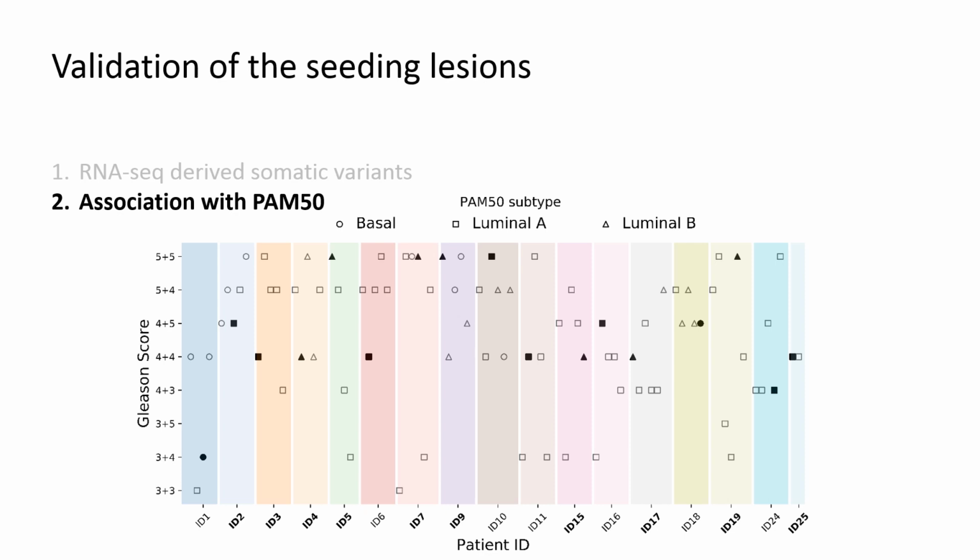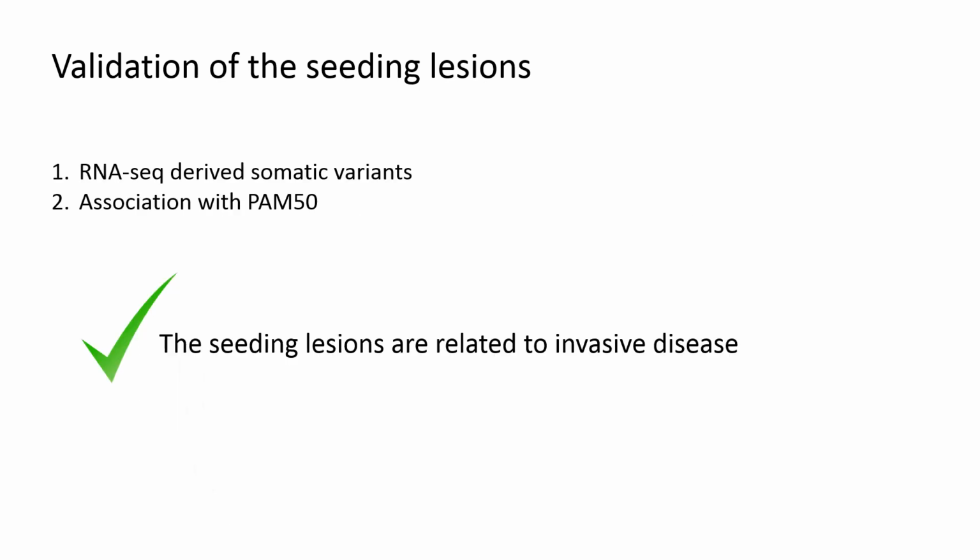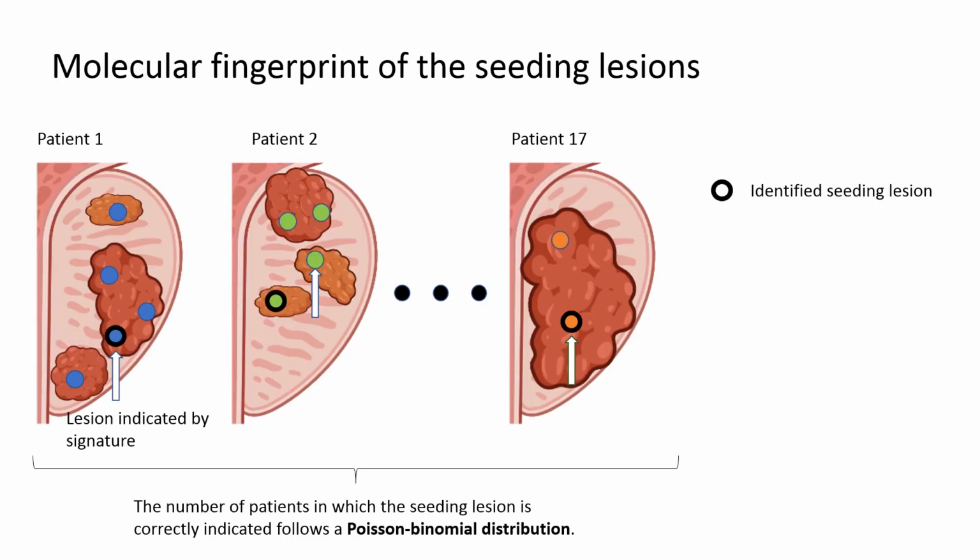What is striking on the other hand is that there is a poor correspondence with the Gleason score assigned by pathologists, and this is visible on the y-axis. In summary, these two strategies allowed us to confirm that the seeding lesions are related to invasive disease. Having confirmed that the predicted seeding lesions are indeed related to invasion, we wondered if we could identify a common molecular fingerprint for these lesions.